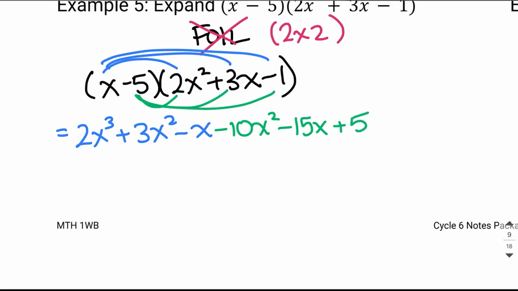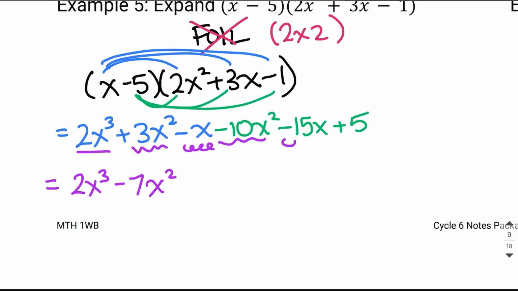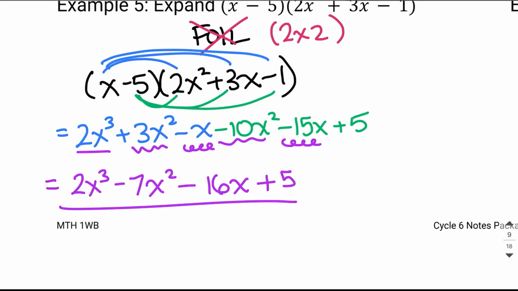Once I do that, I just have to collect my like terms. So nothing's like this 2x cubed, but I do have 3x squared and minus 10x squared. And when I put those together, I get minus 7x squared. I also have a minus x and a minus 15x. So when I put those together, I get minus 16x. And then I add the 5.